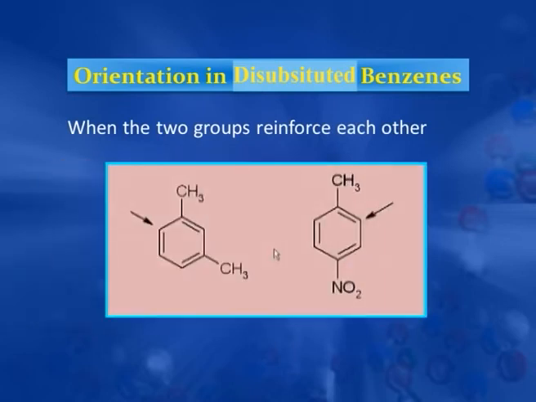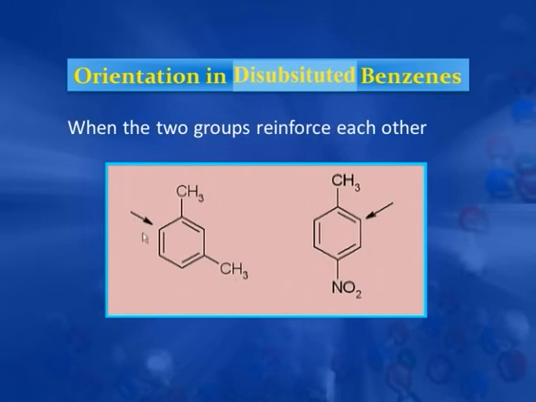First case: the groups which reinforce each other, meaning when the 2 groups present on the benzene ring direct the incoming group to the same position. For example, this is a methyl which has an electron donating inductive effect, and this is also a methyl which has an electron donating inductive effect. So, these 2 are ortho and para directors. This position is ortho to this methyl and para to this one. So, both the groups orient the incoming group on the same position. This is the reinforcing of both the groups on the same position.